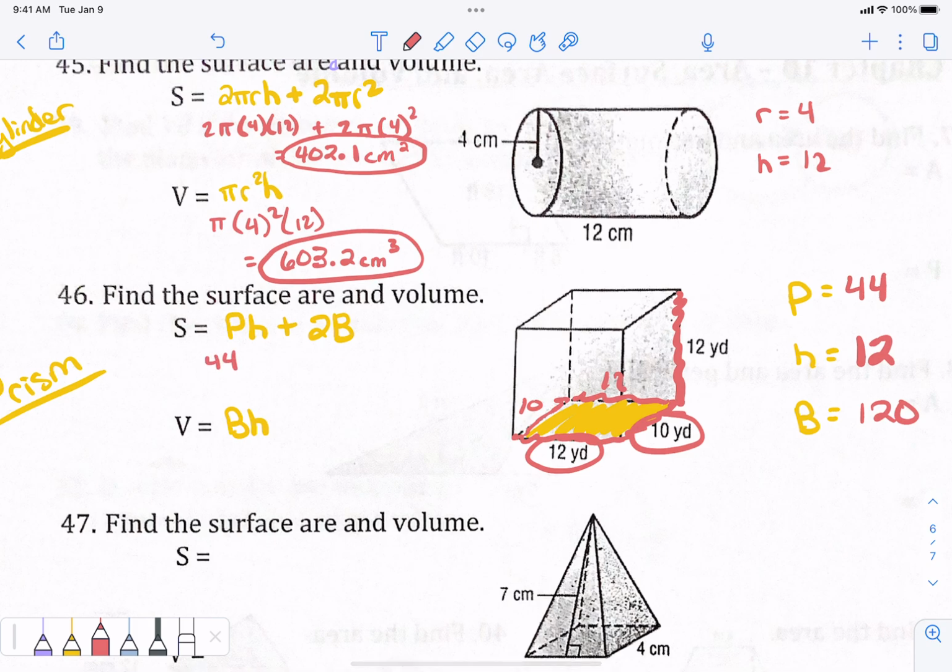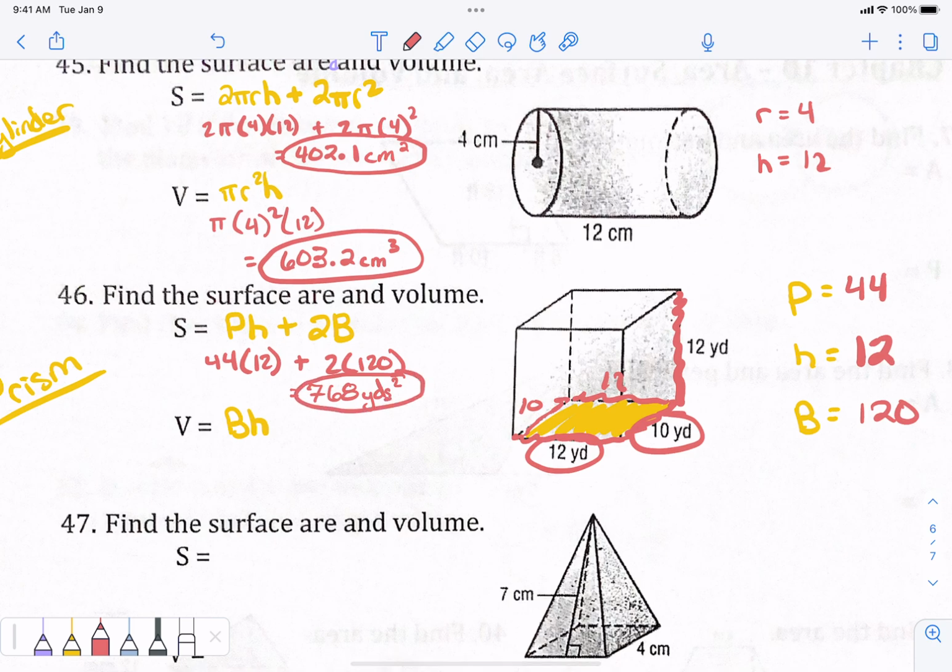So 44, am I going too fast? No. 44 times 12 plus 2 times 120. I got like 768 or something. Yards squared.